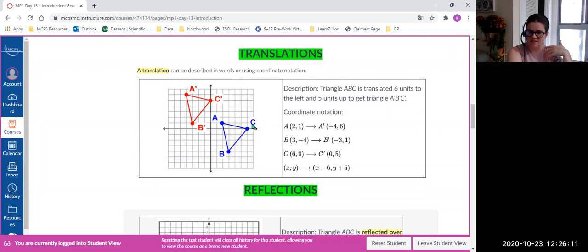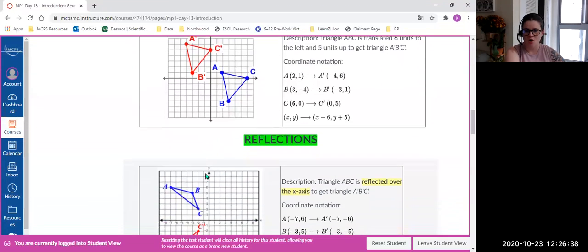If we're moving this A to the left, translate 6 units to the left, so it's going left, that means I would do 2 minus 6, which is where that -4 comes from. And 5 units up, that is how I do up, it's plus. So 1 plus 5 will get you to that 6, right? So that's how we do it.